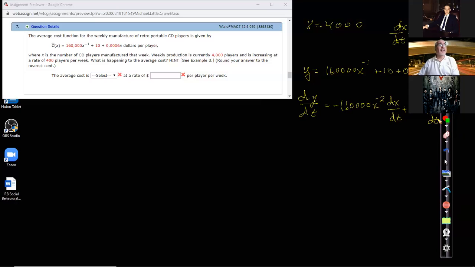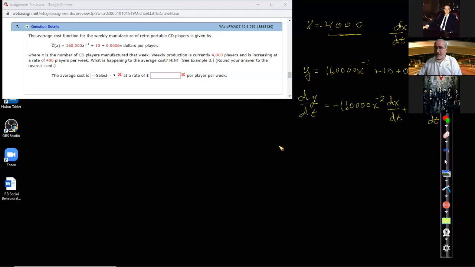Okay. So what we need to do, just like the last one, since we've got an x in this formula, is plug in the value. This is easier, we don't have to solve for y. We know that x at this point is 4,000, so we're going to plug that in for this x. Everywhere we see a dx/dt, we're going to plug in 400.